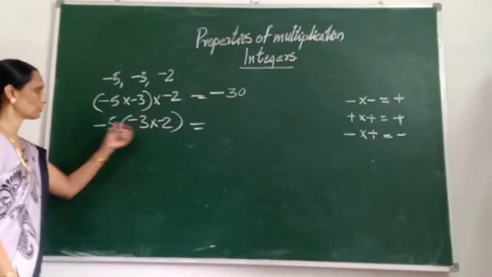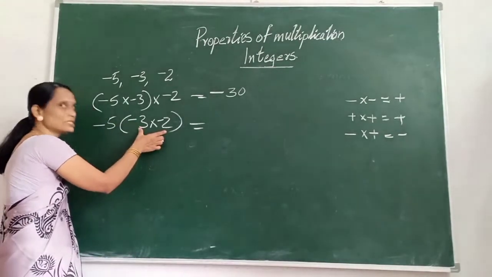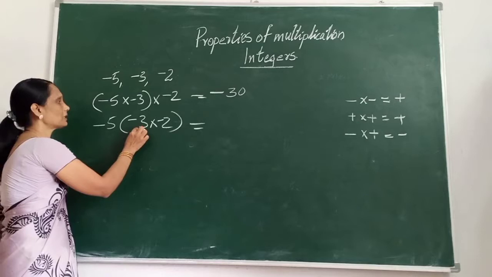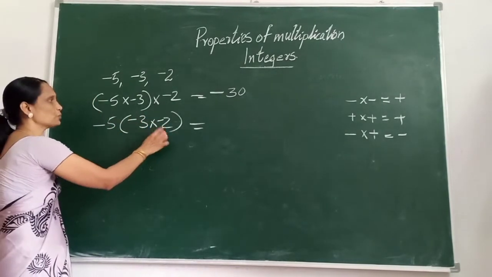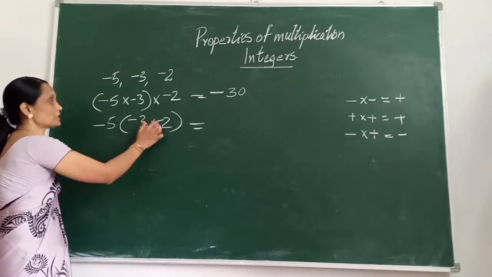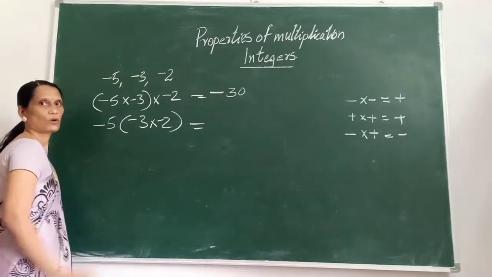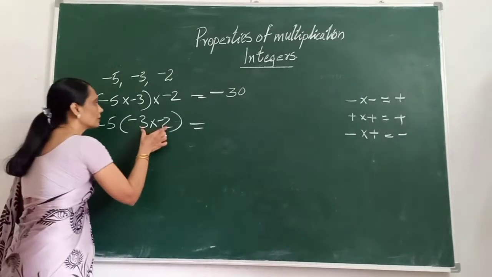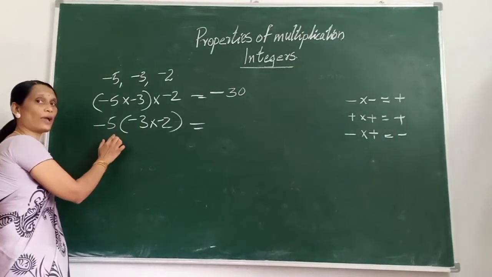Okay, let us see this one. Here what do we have to multiply first? We have to multiply this bracket first. Minus 3 into minus 2. 3 2s are 6, that we know. Minus into minus, positive again. So, positive 6 or plus 6. So, we have to multiply plus 6 into minus 5. What is 6 into 5?